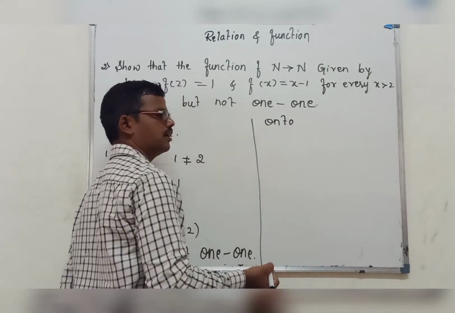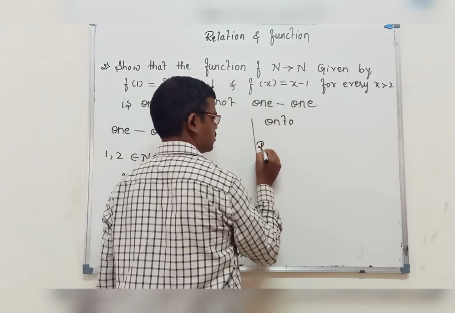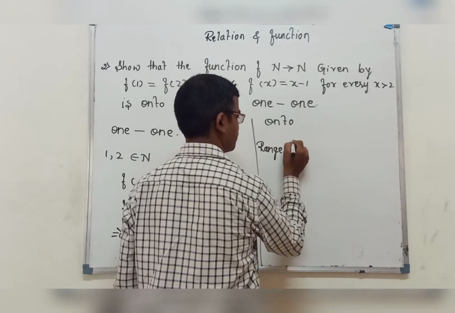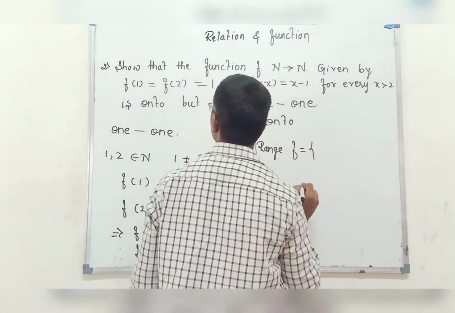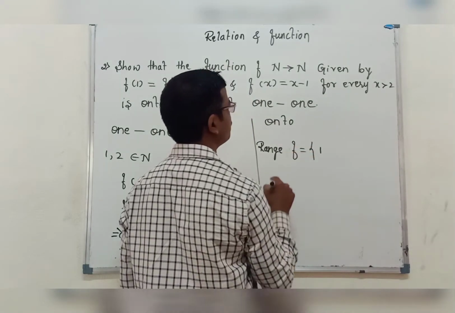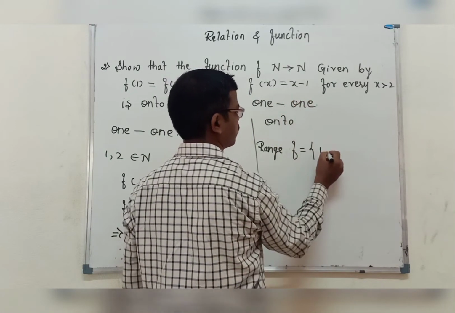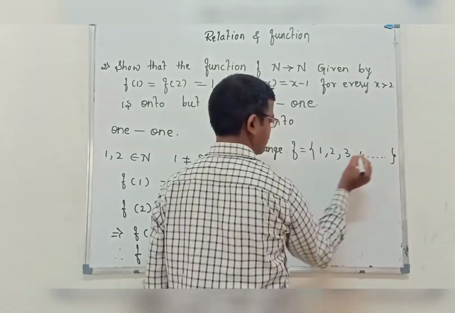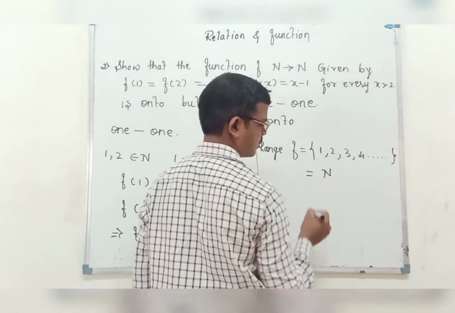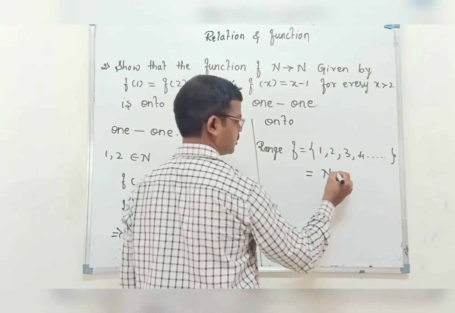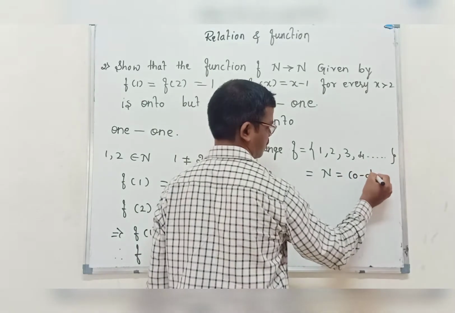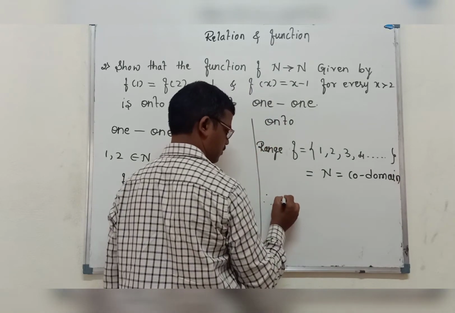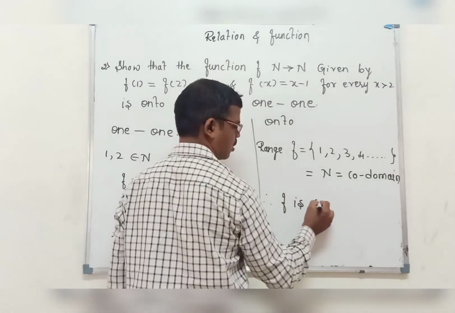What do we do? Range. What is the range of the function? It means the collection of all the images. Range of f we call it. So what is the range? 1 is already the image. If you put 3 minus 1 we get 2, then 3 we get 4, and so on. We get the natural numbers, which is equal to the codomain. Therefore f is onto.